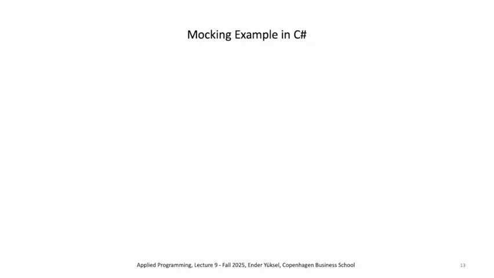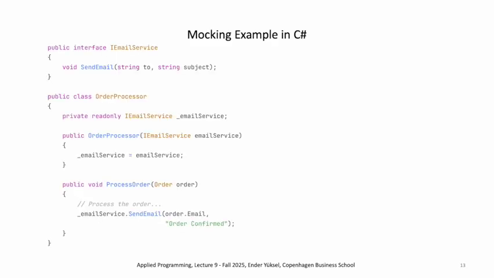This example demonstrates mocking in C# using Moq, which is the most popular mocking library for .NET. Let me walk through this carefully because this concept is crucial for real-world testing. First, notice we define an interface, IEmailService. Interfaces are key to mocking. They define a contract without specifying implementation.